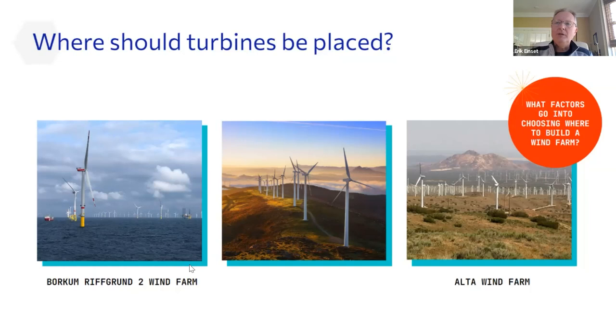So here are a couple of wind farms. Here's one called Borkum Riffgrund 2, which is off the German coast in the North Sea. Over here is one called Alta Wind Farm. This is in a place called Tehachapi, California, near the Mojave Desert. And then here's just a nice picture I found, which has a bunch of wind turbines up on a ridge. So what do you think are some of the key factors in deciding where to build a wind farm? Maybe you can put some ideas in your chat. What do you think are the main factors that they use to decide where to build a wind farm?